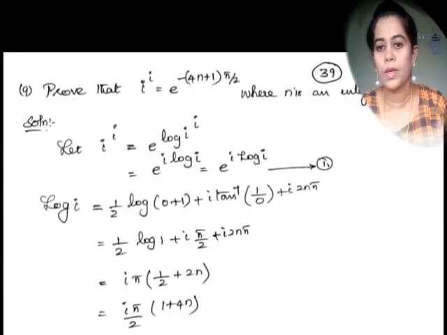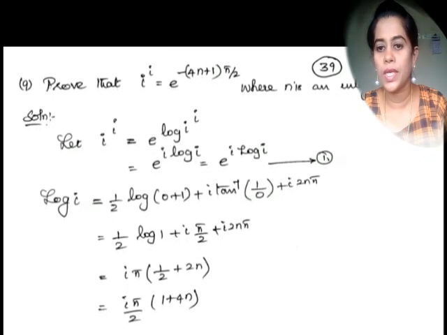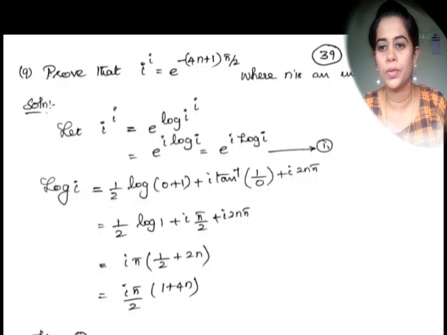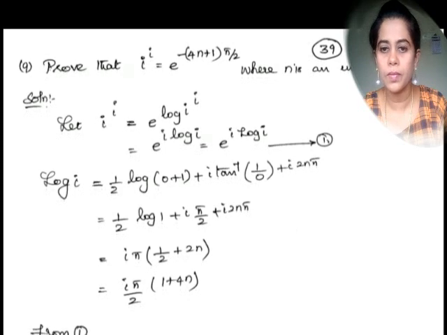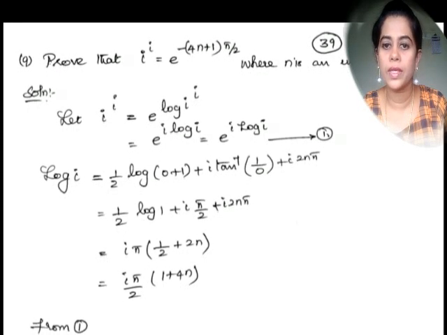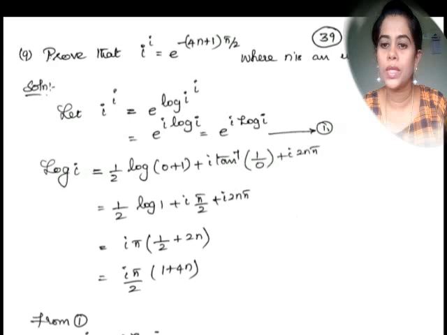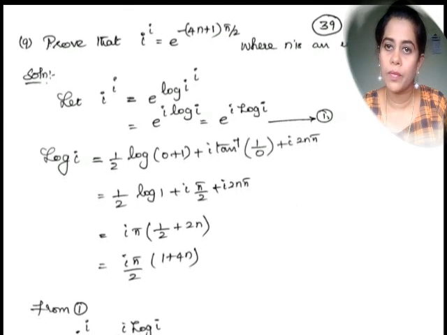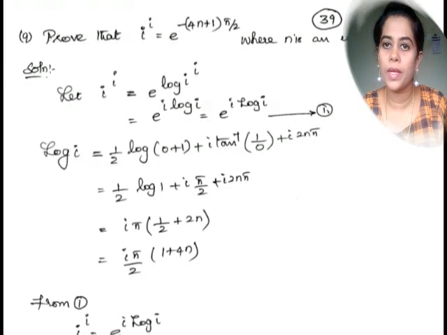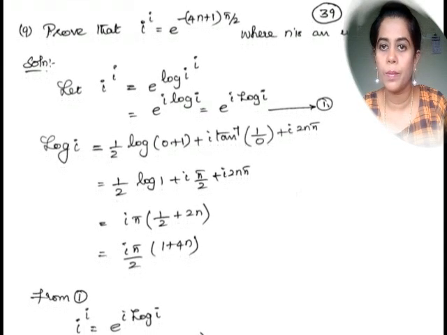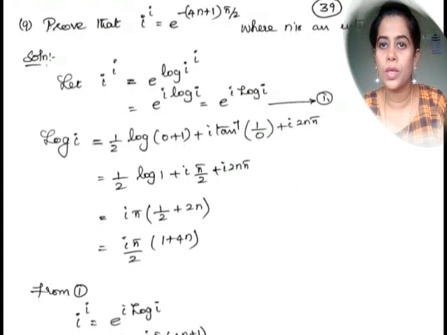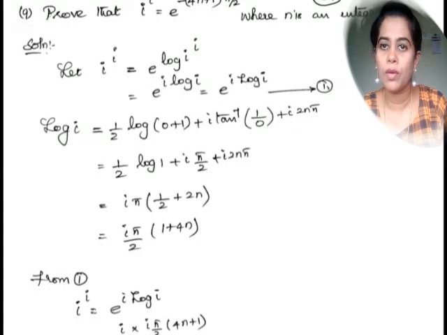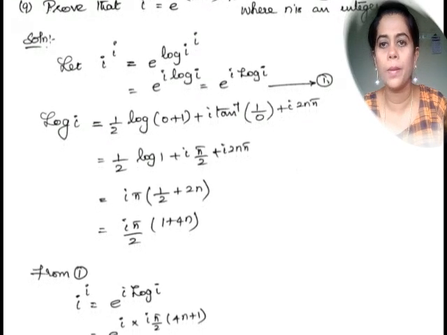So the next problem. Prove that i power i is equal to e power of minus (4n + 1)π/2, where n is an integer. Let me take the given thing. i power i is equal to e power of log of i power i. Without changing the value, I am raising e and the log. e power of log of i power i is equal to i power i.